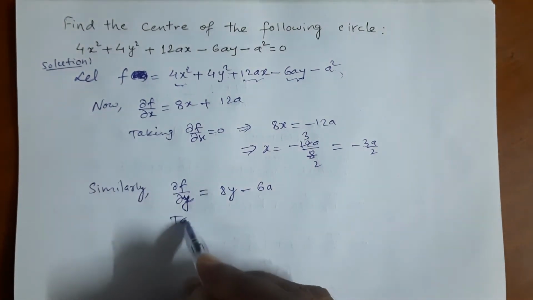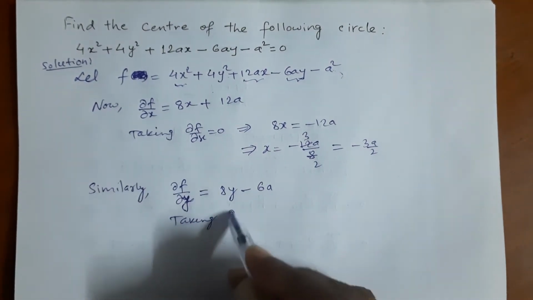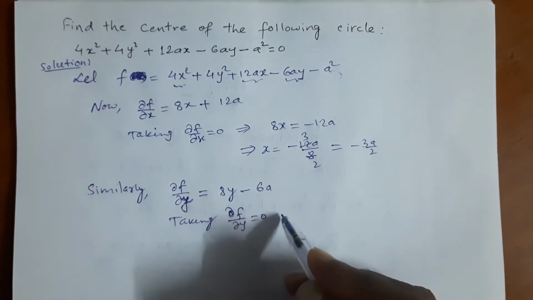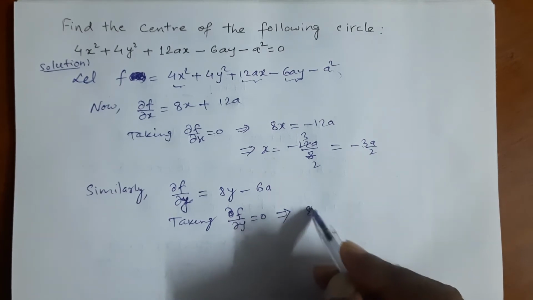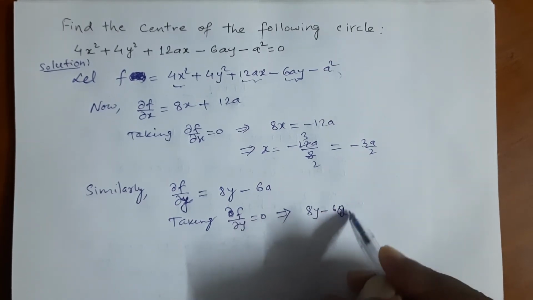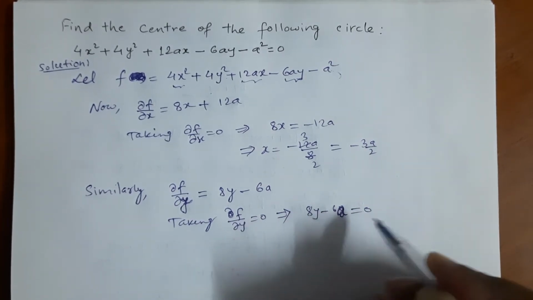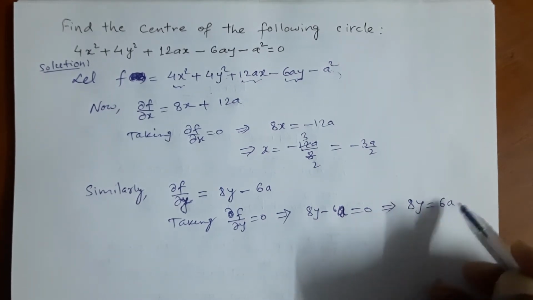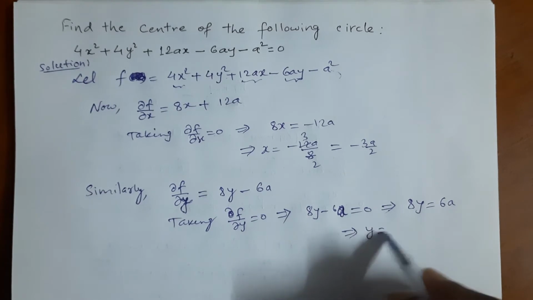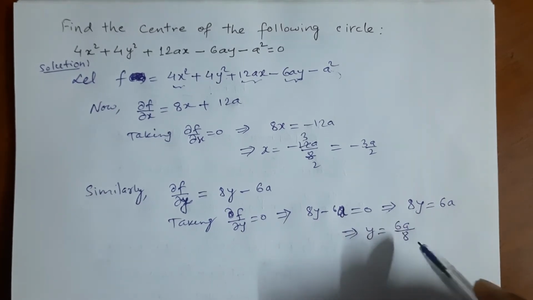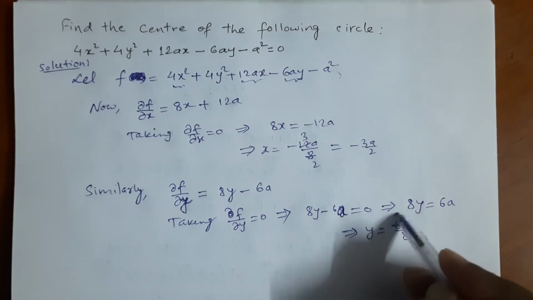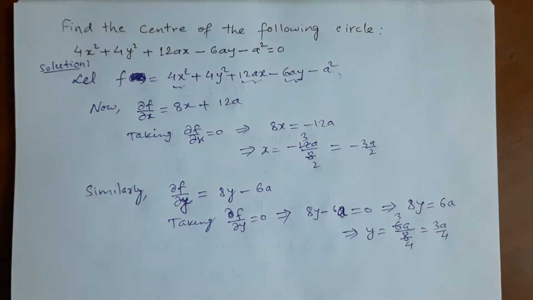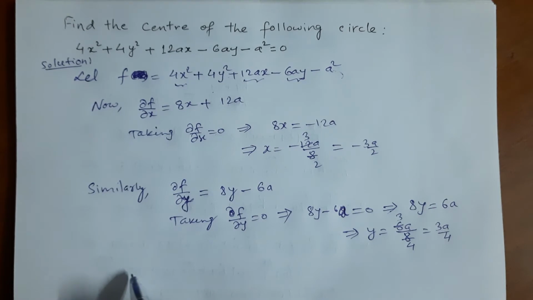And now taking del f over del y equals to 0, this implies 8y minus 6a equals to 0. This implies 8y equals 6a. This implies y equals 6a over 8. Now 2 can cancel, 2 3s are 6, 2 4s are 8. So this will be 3a over 4. This is the y coordinate of the center.